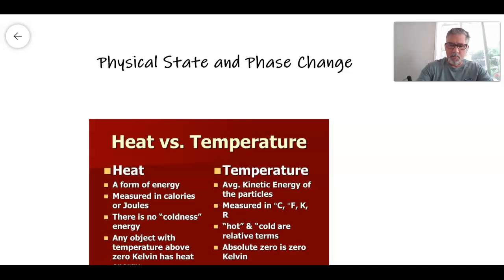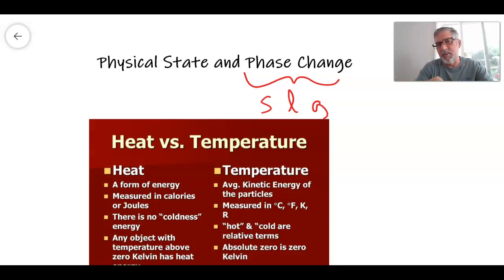Alright, so first of all, when we talk about physical state, we're talking about solid, liquid, and gas. Okay, so that's all we're talking about. And phase change is just the change from one to another, right? So phase change will just be the change from either solid to liquid, liquid to gas, or back the other way. All right, so let's get to it.